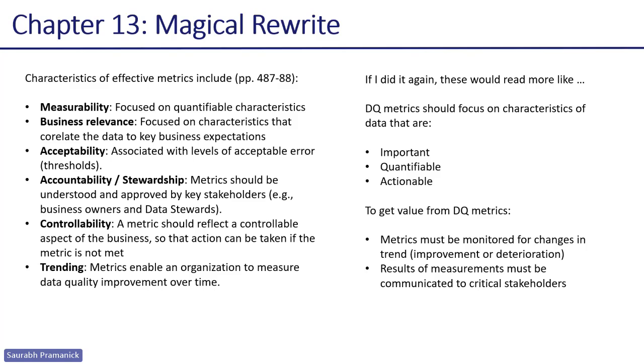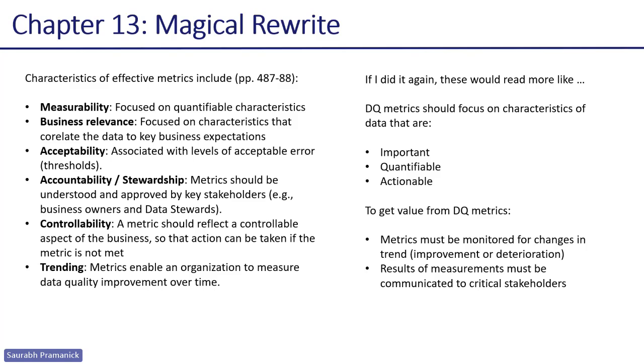Then accountability and stewardship, where the metrics should be understood and approved by key stakeholders. Then similarly, controllability: the metric should reflect a controllable aspect of the business. Let's say if the metric is out of range, it should trigger action so that you can start improving the overall data. In case there is no way to respond, then probably the metric is not very useful as a whole.